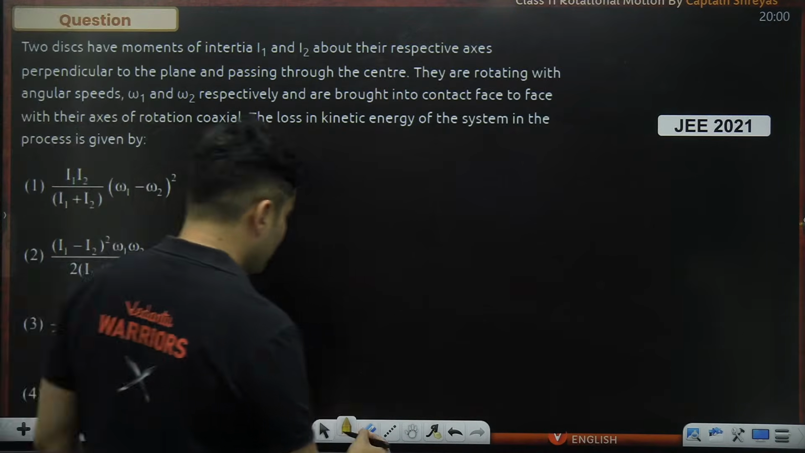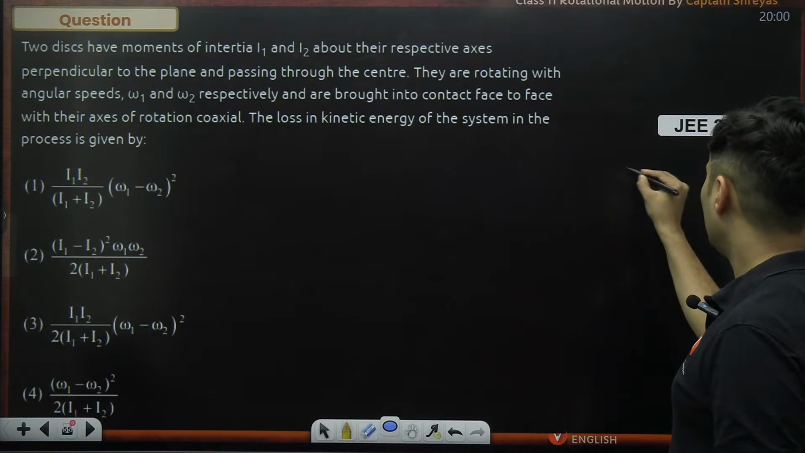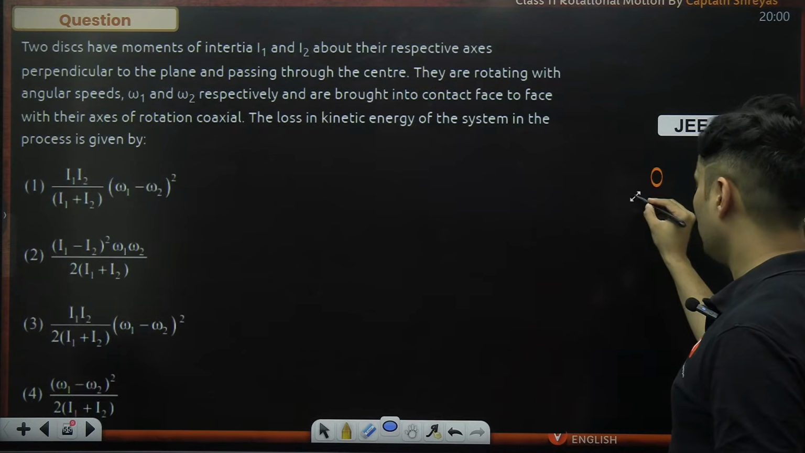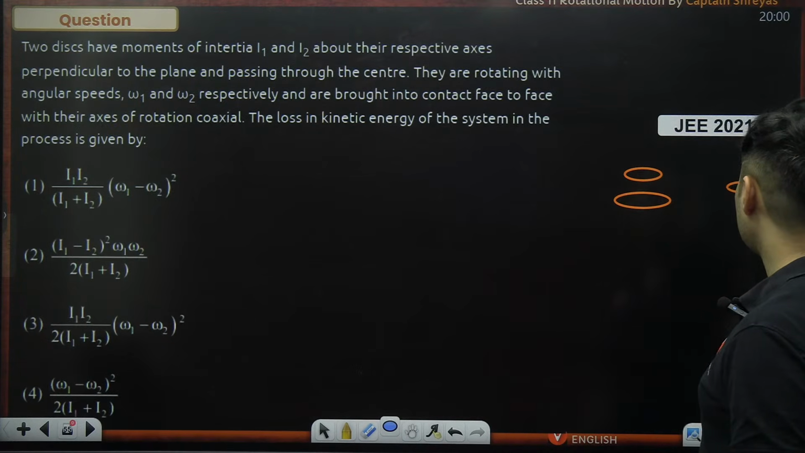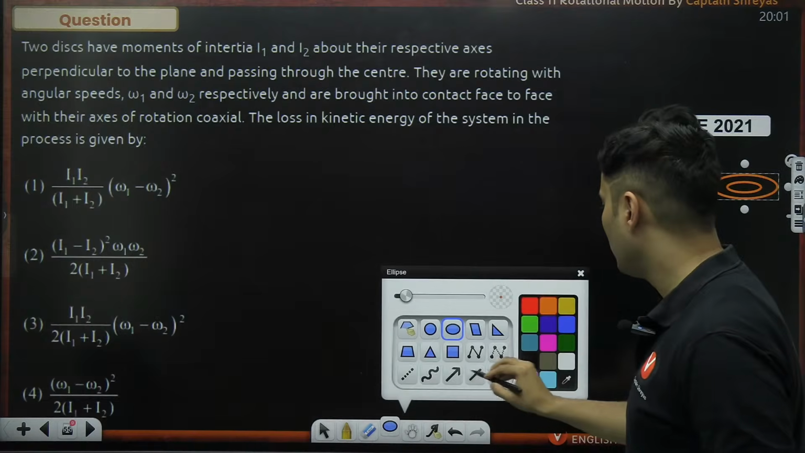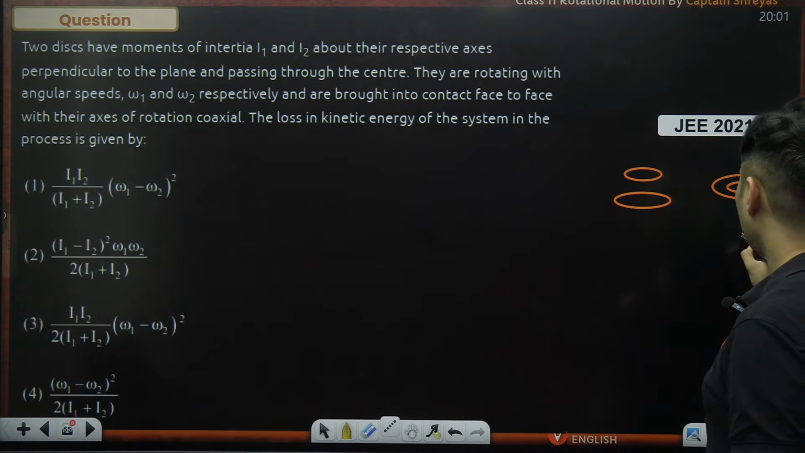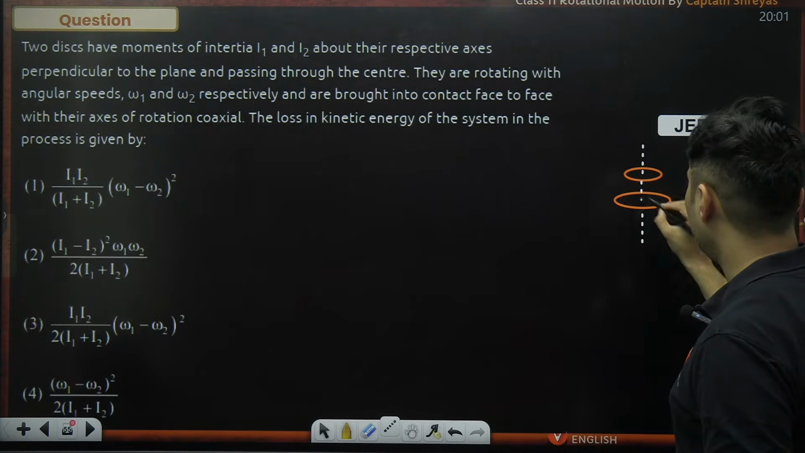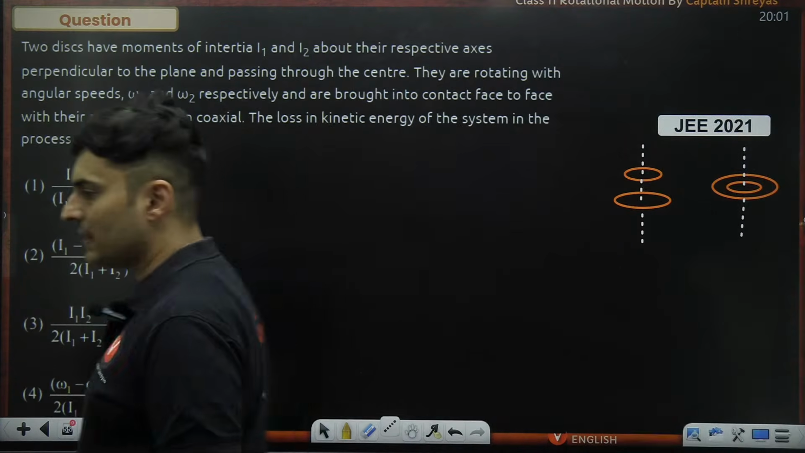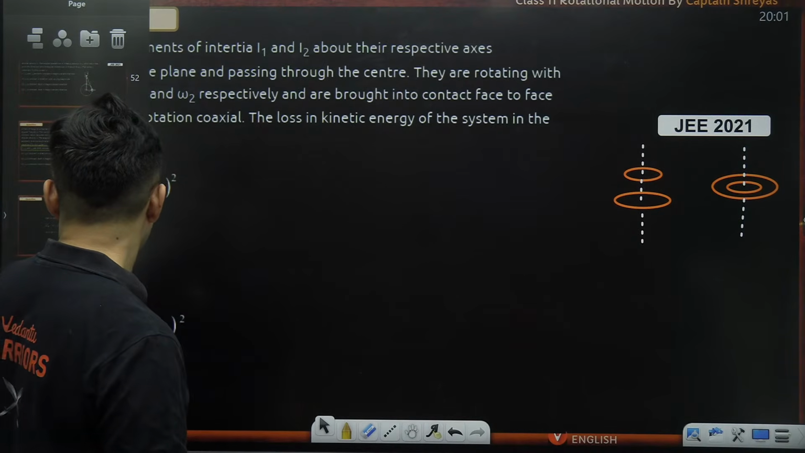So in this question, again, same logic, guys. You have two different disks, two different moment of inertias. Finally, they are brought together and rotated about a common axis. They were earlier different and then they are brought together. That's it. That's the only thing. All right. So let's try and do this particular question.